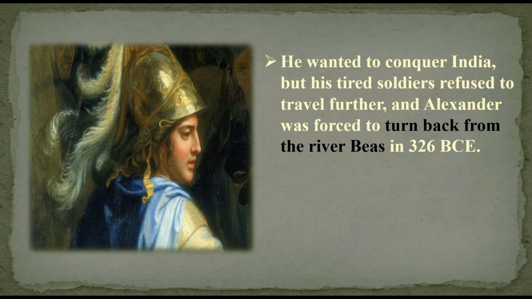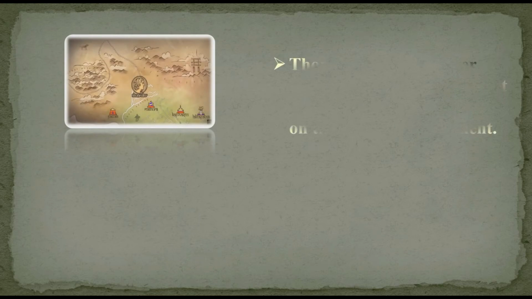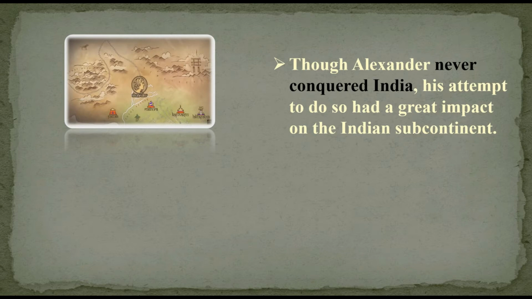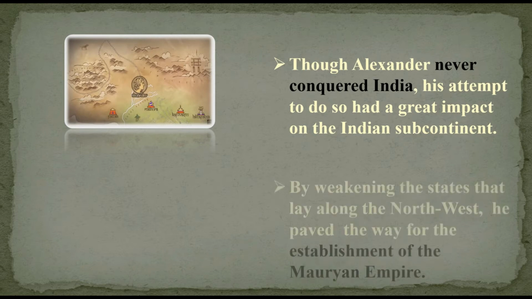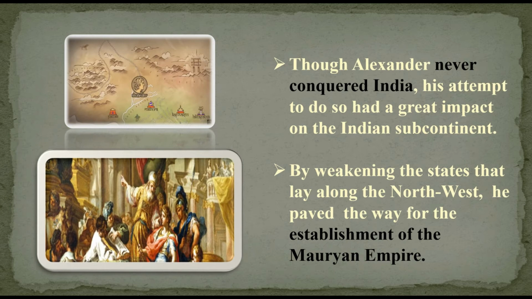So, Alexander was forced to turn back from the river Beas in 326 BC. But he didn't just go back by forcing of his soldiers. He left behind Greek officers in charge of the territories he had conquered. Though Alexander never conquered India, his attempt to do so had a great impact on the Indian subcontinent. By weakening the states that lay along the northwest, he paved the way for the establishment of the Mauryan Empire. So, Alexander paved the way for the establishment of the Mauryan Empire.